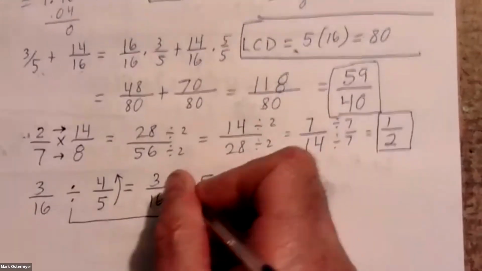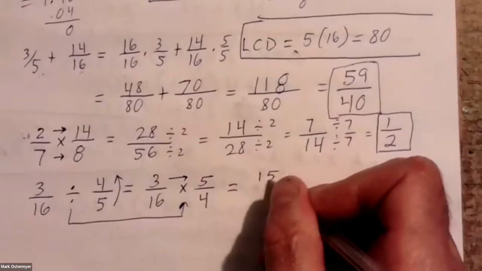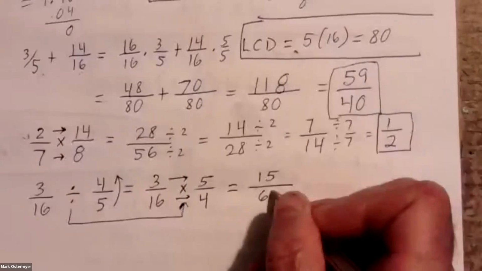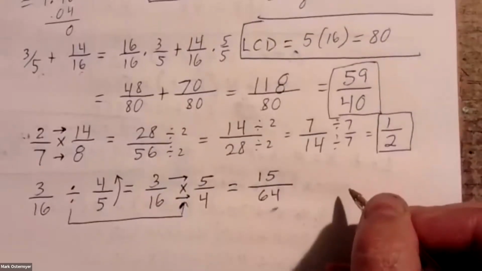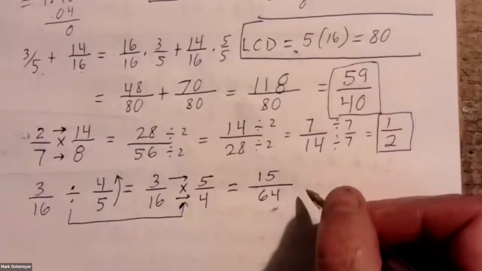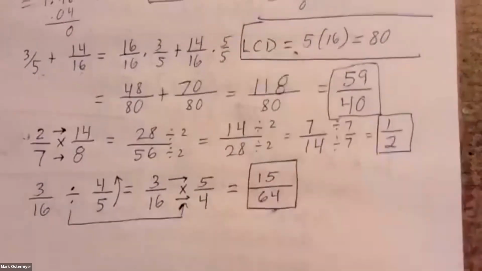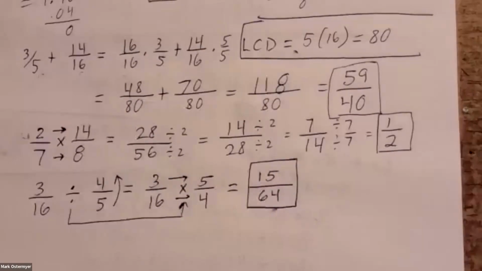So we multiply across. What's 3 times 5? 15? 16 times 4. 64? Okay. Can we reduce this? This cannot be reduced anymore. Oh, that's the lowest? That's it. Well, what divides into 15 and 64 other than 1?